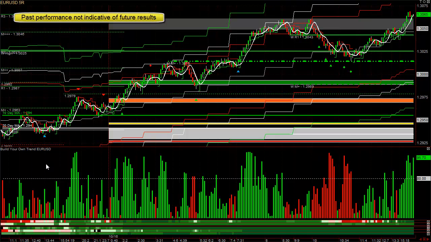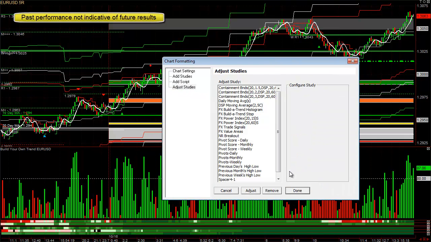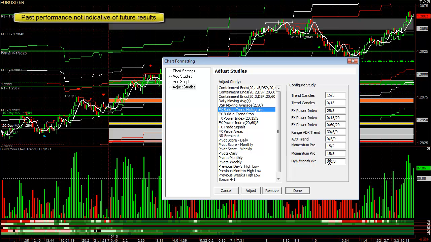Now, the FX build your own trend on here, I do not use or weight any of the longer time frame trend because I want to have a much faster build your own trend on here. This has a 0 weight for the daily, weekly, monthly. So if you are using the new version on your existing charts and you don't want to have to set up your workspace again, right click on the charts, and for every build a trend histogram, make sure that the weights are not more than 100%. If they are, then you're going to have screwy numbers.